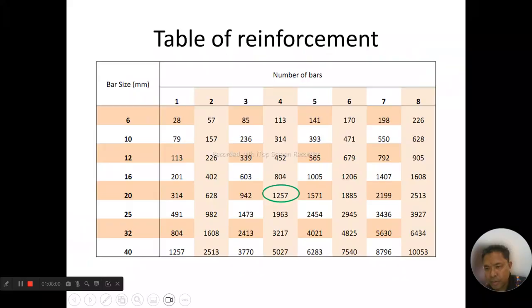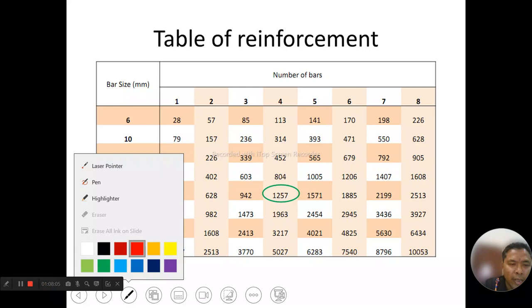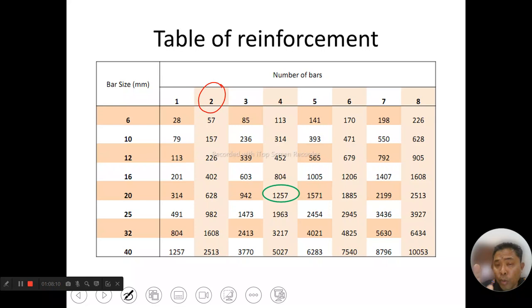Tadi kita nak area dia 901 paling minimum. So saya nak kena gunakan 2 batang. You nak guna 3 batang, 4 batang boleh, tapi sekarang saya nak fokus pada 2 batang. Area kita sepatutnya 901 tadi. So the area that is a bit bigger is 982. So the diameter will be 25.